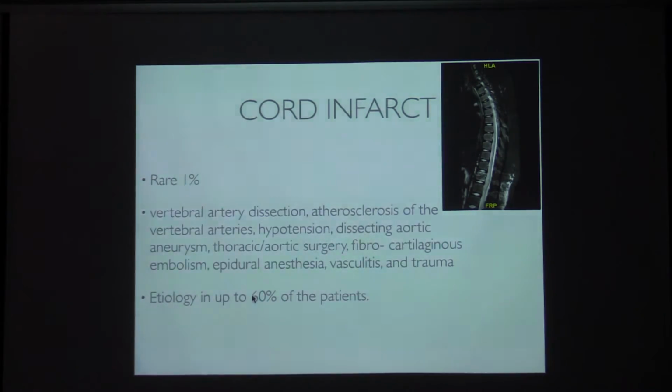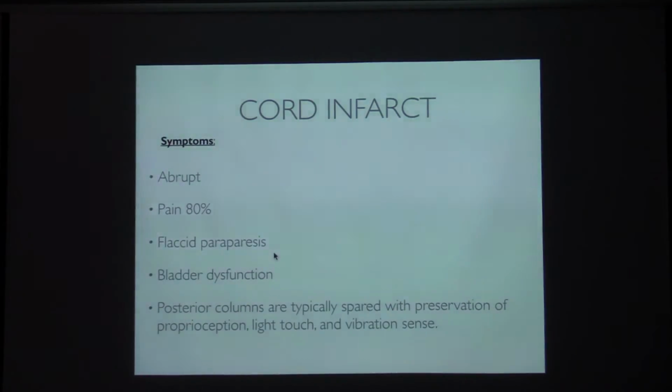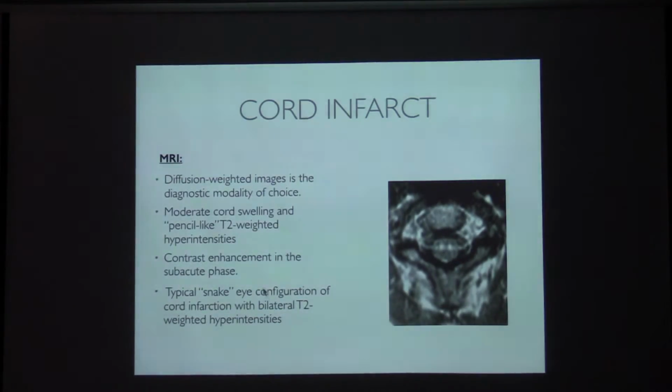In the literature, they say the etiology is known in 60% of the patients. I don't think we're good. I mean, I don't think I'm there. The symptoms are going to start really quickly. Usually, again, they have pain for some reason. They will have flaccid paraparesis. They will have bladder dysfunction. And usually, just because most of the time it's the anterior spinal artery, they will have preservation of the posterior columns. I mean, they will have normal proprioception, light touch, and vibration sensation.